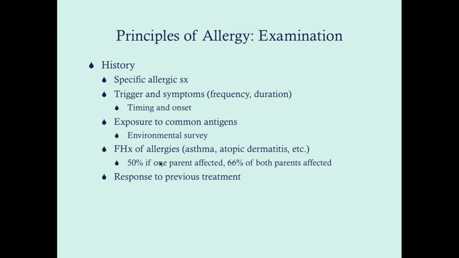So does anybody in the family, brother, parent, sibling, cousin, have asthma, or atopic dermatitis, or allergic rhinitis, or allergic conjunctivitis? Any of these things represent a family history of allergies. 50% chance child is going to be affected if one parent is affected with allergies, but a 2 in 3 chance if both parents are affected. So there's a significant family linkage here.